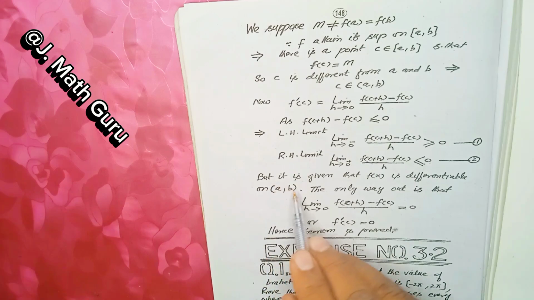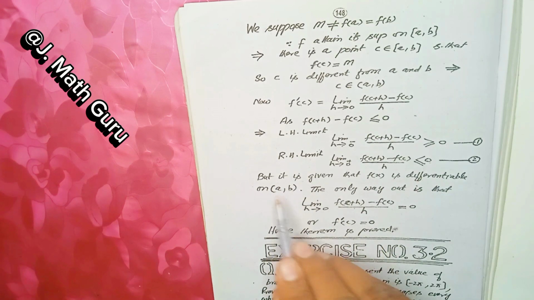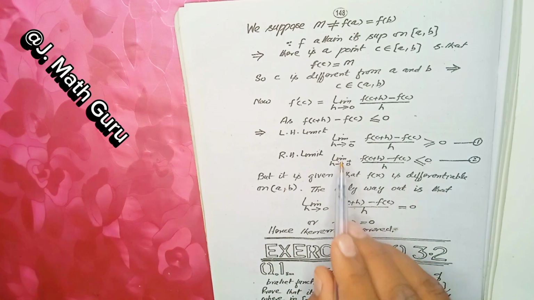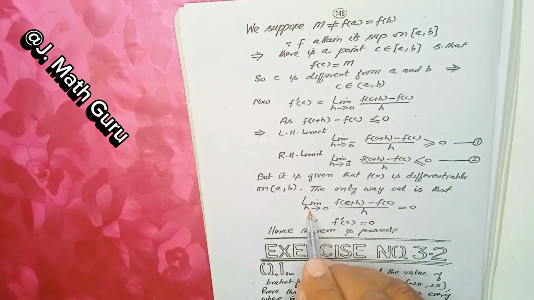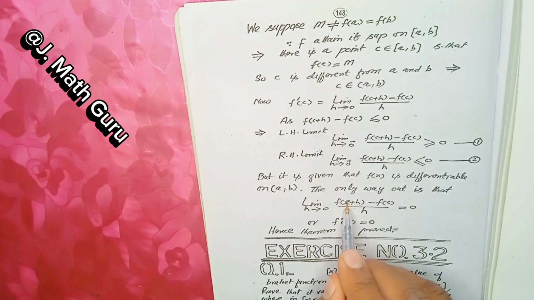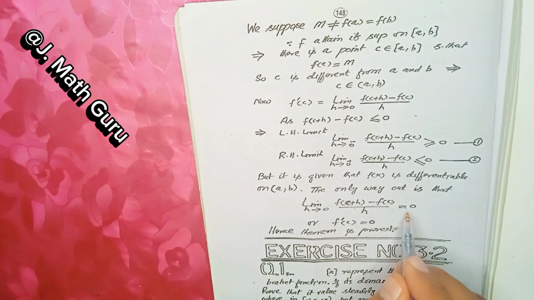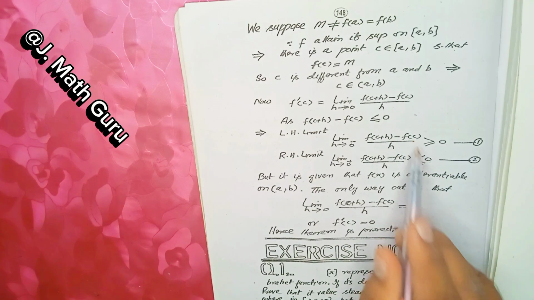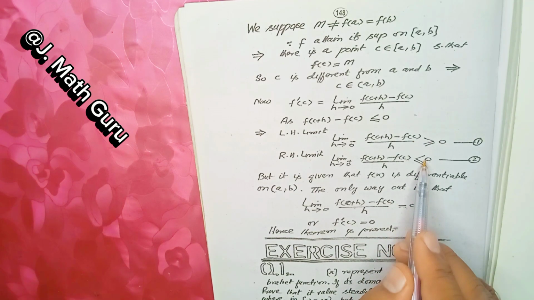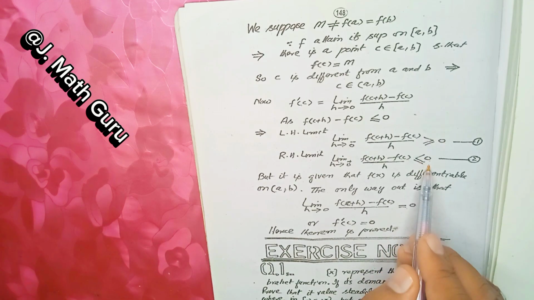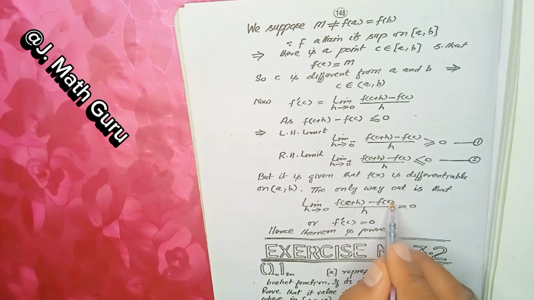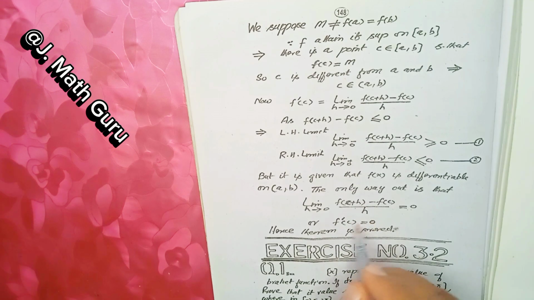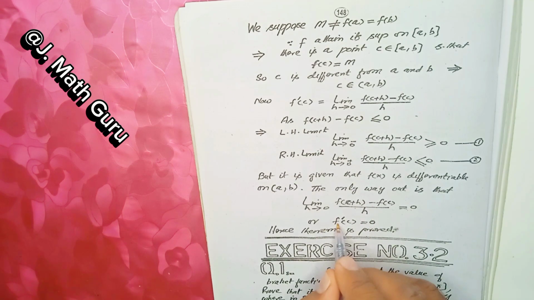It is given that f is differentiable on this interval. As we know the function is differentiable, only in this way the limit as h tends to 0 of [f(c + h) - f(c)] divided by h is equal to 0, because this is both less than or equal to 0 and greater than or equal to 0. This is possible only if the result is equal to 0. This is the definition of the derivative of a function. So the derivative at this point is equal to 0. The theorem is proved.